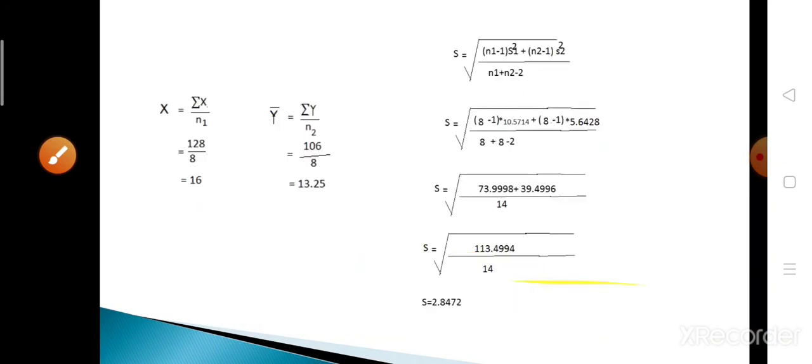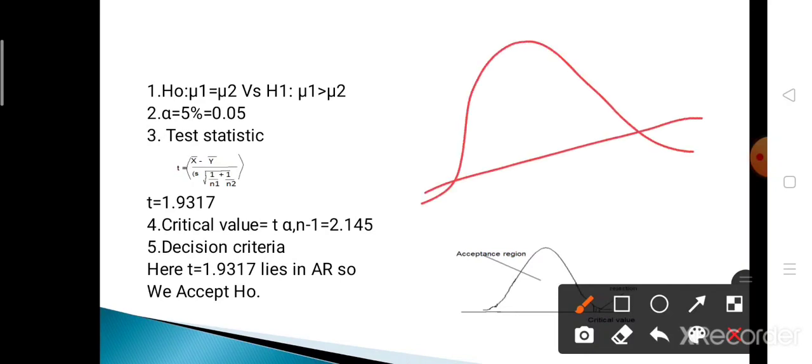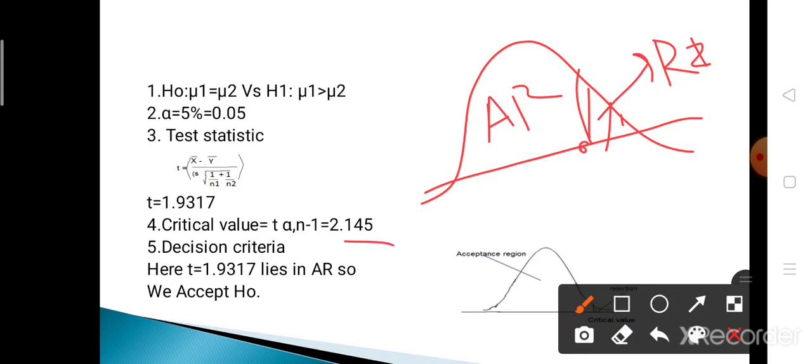Now the last step is the decision criteria. Here the test is a one-sided right test. That means only one rejection region is there, on the right side. So this is the rejection region and this one is the acceptance region. This point is the positive table value. And what is the table value? That is the critical value 2.145. Now in which region does this test statistic value lie?